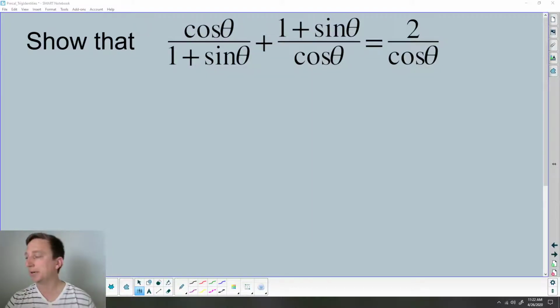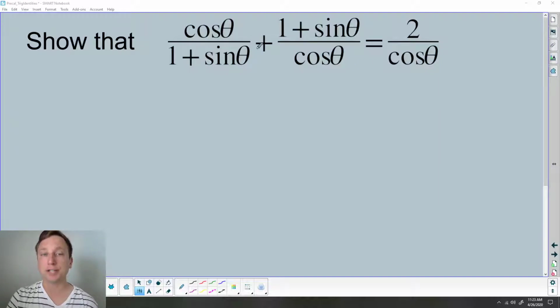Hi everyone, here we are back at our second problem in showing different trig identities. In this specific problem, we would like to show that some trig values added together are equivalent to another, and these ones end up dividing, or their ratios. So what we want to show is that cosine theta over 1 plus sine theta plus 1 plus sine theta over cosine theta is actually equivalent to just 2 over cosine of that theta or angle, whatever we're calling theta.